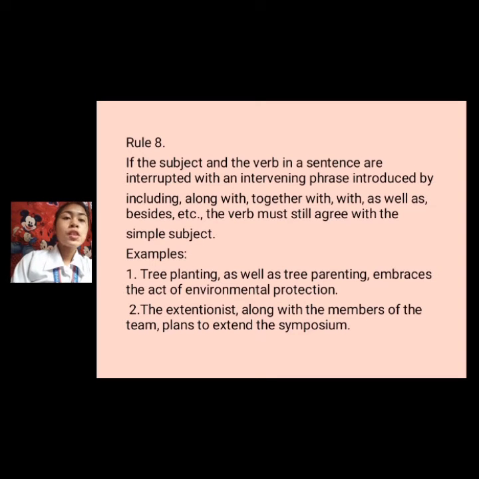Rule number 8. If the subject and the verb in a sentence are interrupted with an intervening phrase introduced by including, along with, together with, as well as, besides, and etc., the verb must still agree with the simple subject. Example: tree planting, as well as tree parenting, embraces the act of environmental protection. Second example: the extensionist, along with the members of the team, plans to extend the symposium.